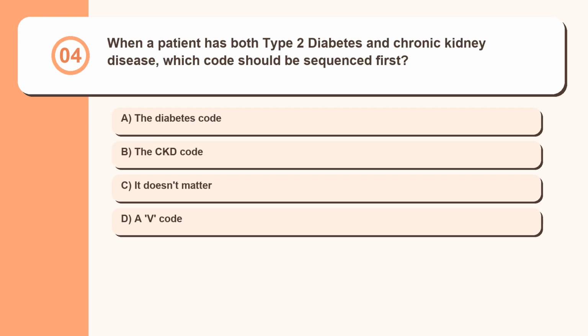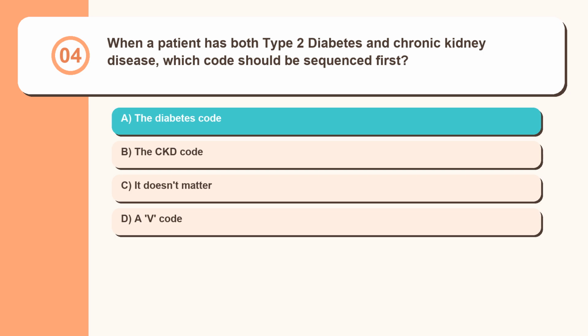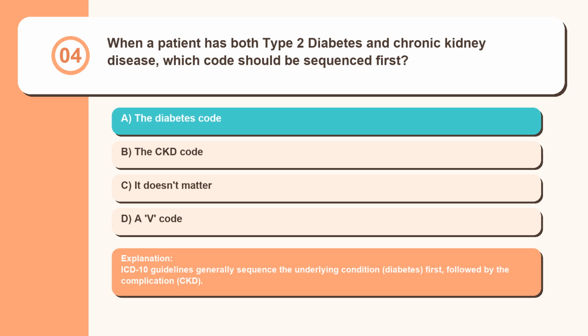Question 4. When a patient has both type 2 diabetes and chronic kidney disease, which code should be sequenced first? The diabetes code, the CKD code, it doesn't matter, a V code. ICD-10 guidelines generally sequence the underlying condition, diabetes, first, followed by the complication, CKD.